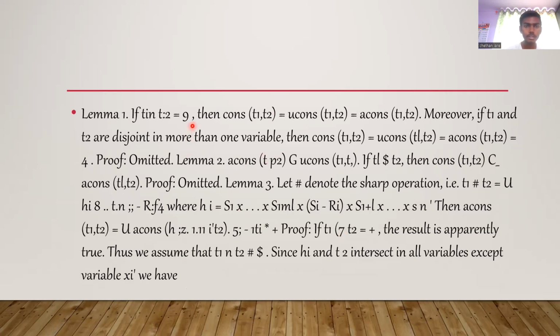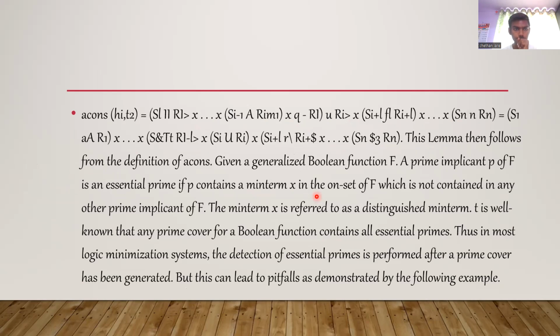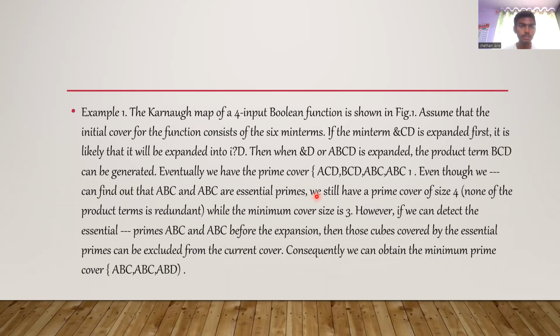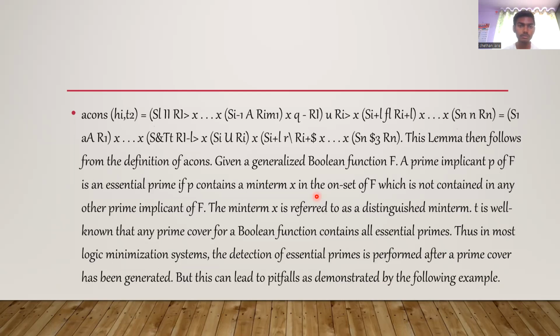And next, if T2 is contained in T1, then cons(T1, T2), Ucons(T1, T2), and Acons(T1, T2) are all equal. Moreover, if T1 and T2 are disjoint in more than one variable, then cons(T1, T2), Ucons(T1, T2), and Acons(T1, T2) are all equal. And this is an example. We can see the examples of Boolean function in the form of T1 and T2, showing Ucons, Acons, and another consensus of T1 and T2.